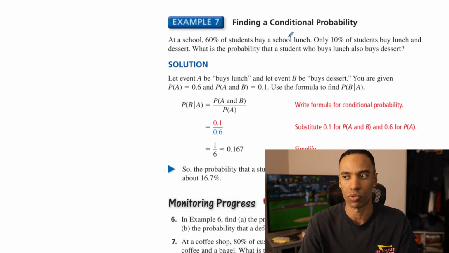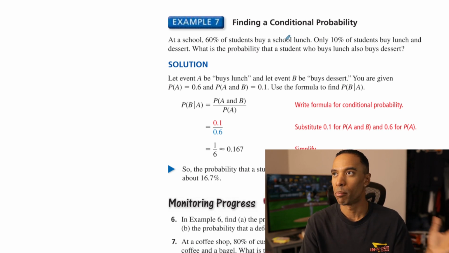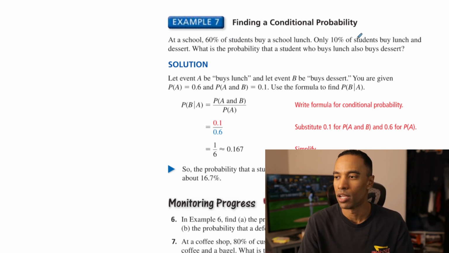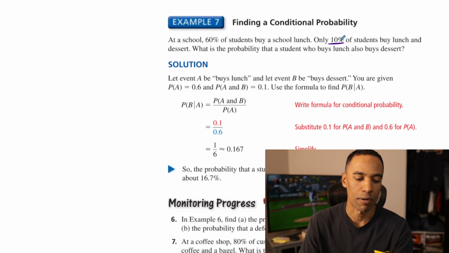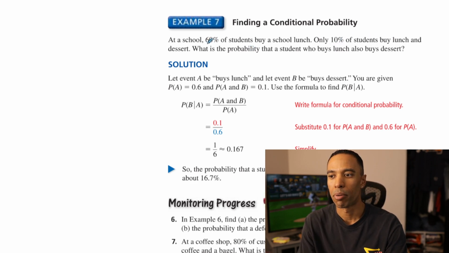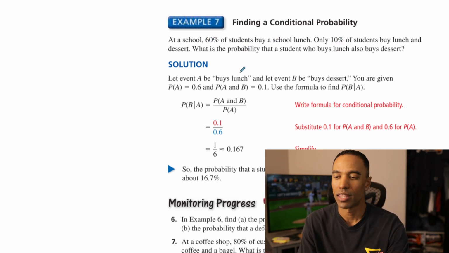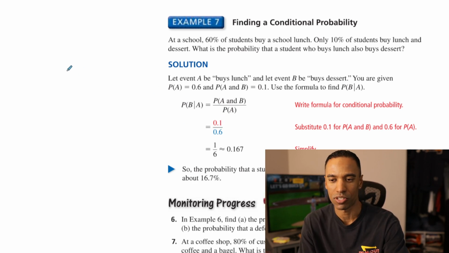Remember, if 60% of students buy lunch, 40% don't. But I don't care about that 40% because the 10% that occurs here is 10% of all students, not 10% of lunch buyers. 10% of all students buy both lunch and dessert, but if only 60% buy lunch, then you want to divide the 10% out of the 60%.